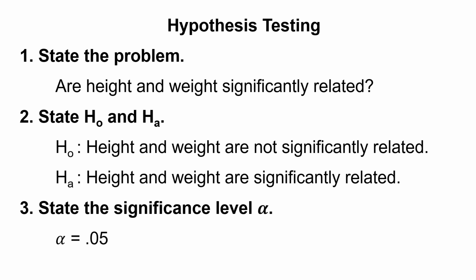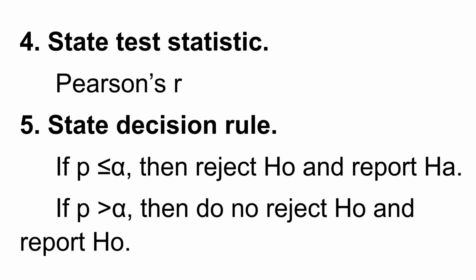So my H0: height and weight are not significantly related. HA: height and weight are significantly related. Your alpha is still 0.05. Your test statistic is still Pearson's r, and the decision rule is still the same. Questions or clarifications before I proceed? No questions? Okay, thank you.